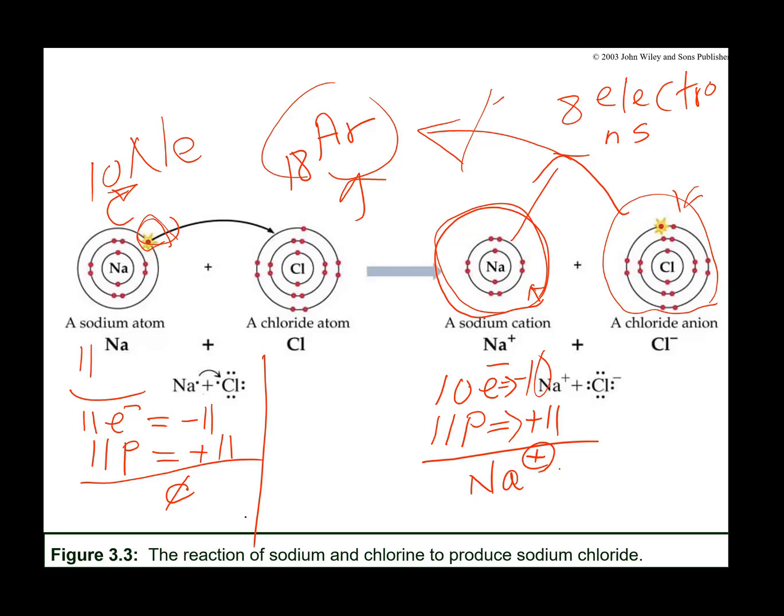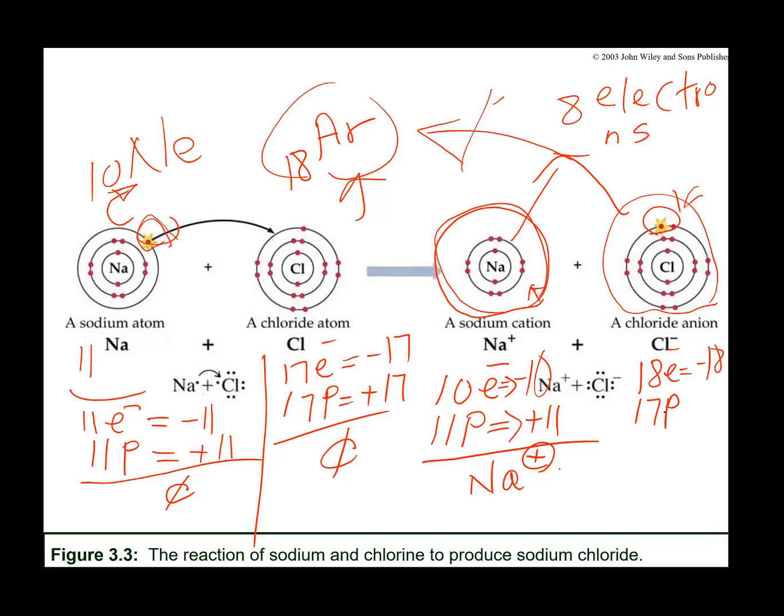How about chlorine before reaction? How many electrons? 17. The charge of 17 electrons is minus 17. How many protons? The same number. Plus 17 for 17 protons. Overall charge of chlorine atom is 0. But now in here, can I say it has gained 1 electron? So can I say after reaction, chlorine has 18 electrons, yes? Minus 18. How many protons? Protons are not changed. So plus 17. Can I say after reaction, chlorine has got 1 negative charge, yes? Great.